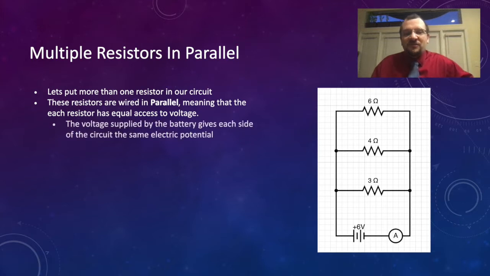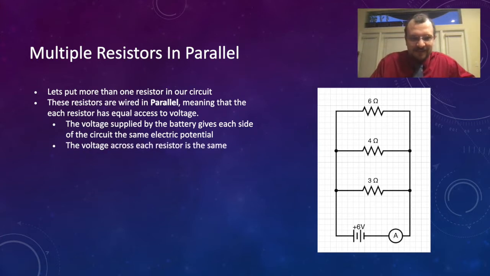So the voltage supplied by the battery is giving each side of the circuit, the left side and the right side, the same electric potential, which means that across each resistor there's the same potential difference, that they have the same access to voltage. So the voltage across each resistor is the same.